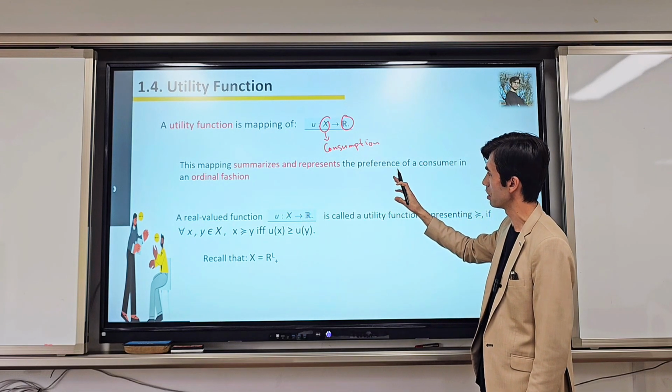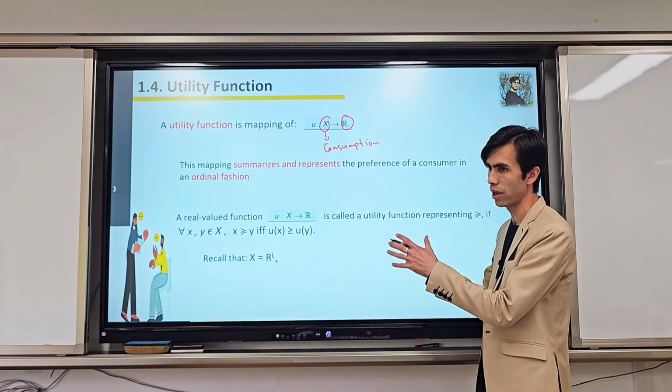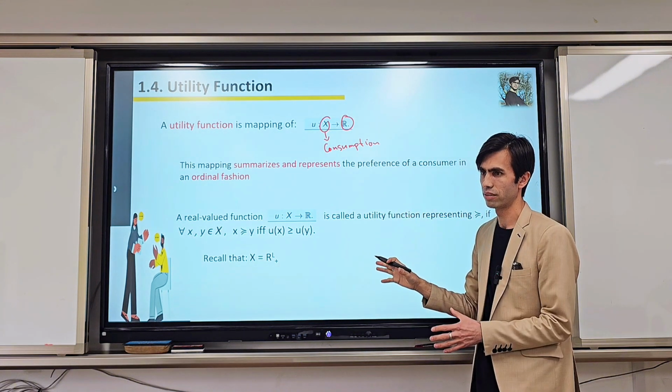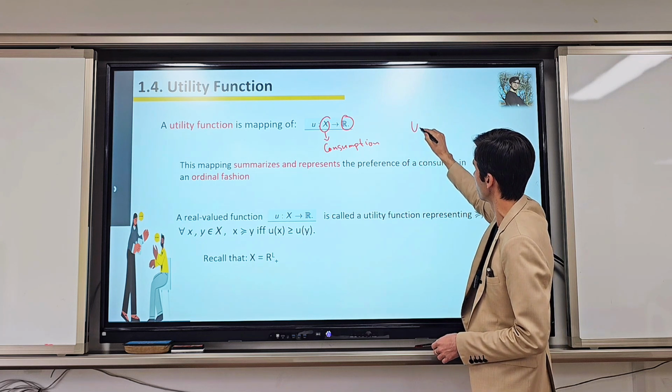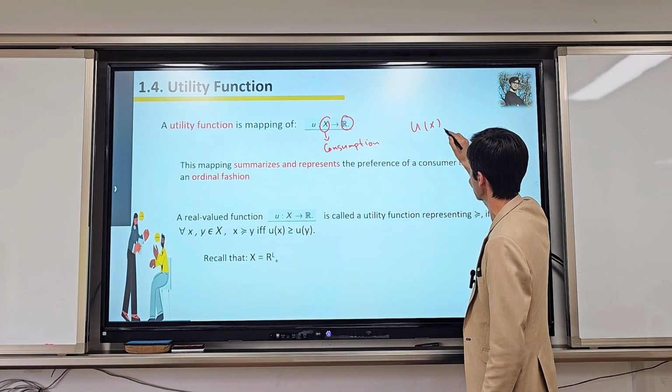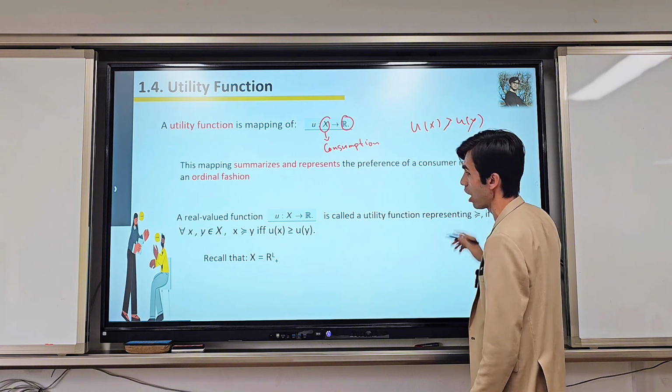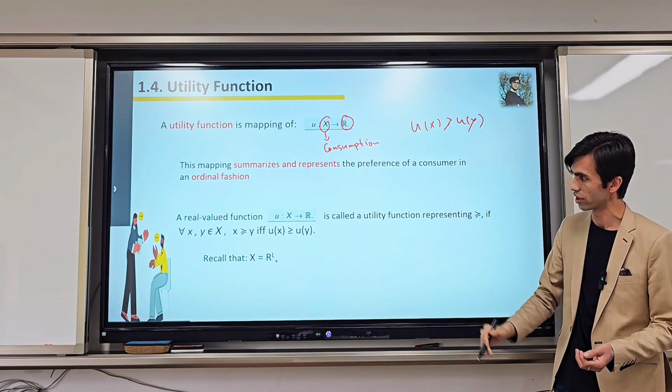By ordinal fashion, that means that when we are talking about utility function, we cannot say exactly the number. We just say, for example, that the utility that we receive from X is greater than the utility that we receive from Y. But by how much, we don't know, just in an ordinal fashion.